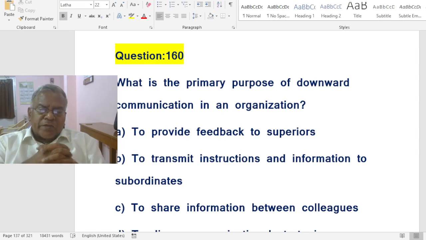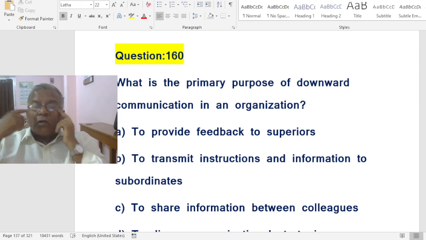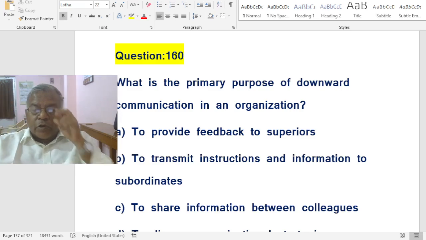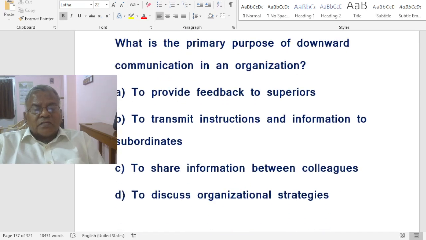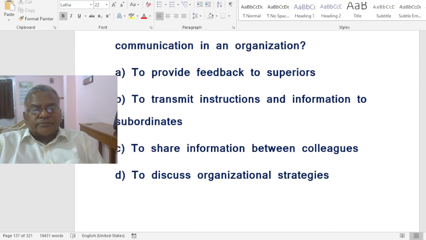So, what is the primary purpose of downward communication in an organization? From top to down, from above to below, from the principal to the student. Just see for yourself the four options. To transmit instruction and information to subordinates, to share information between colleagues, to discuss the organizational strategy.